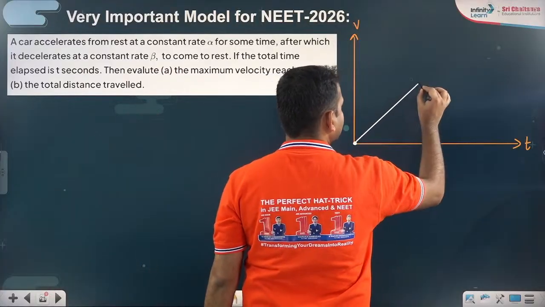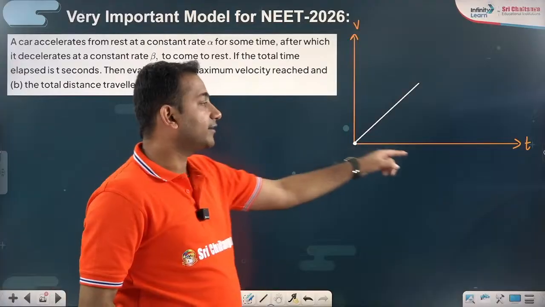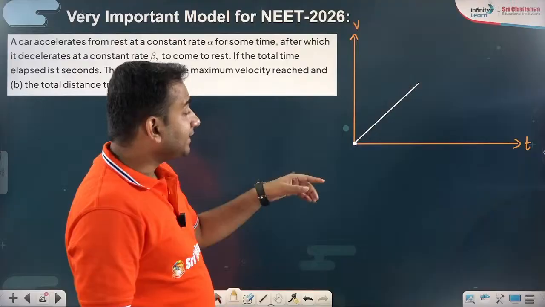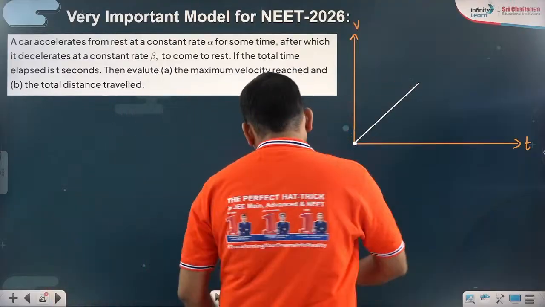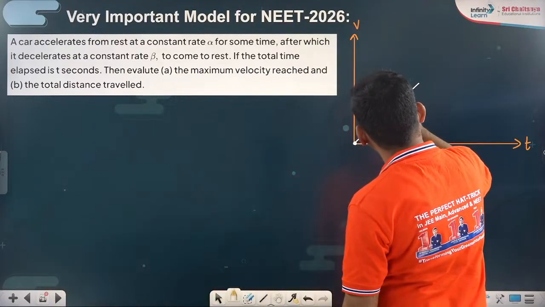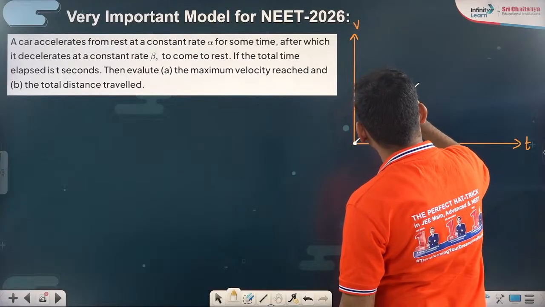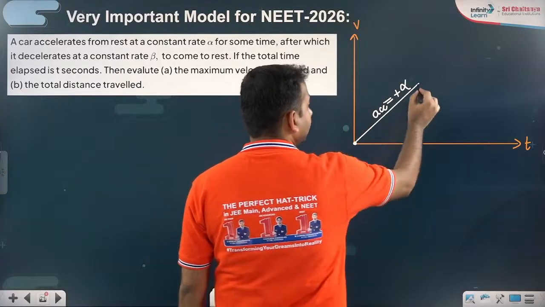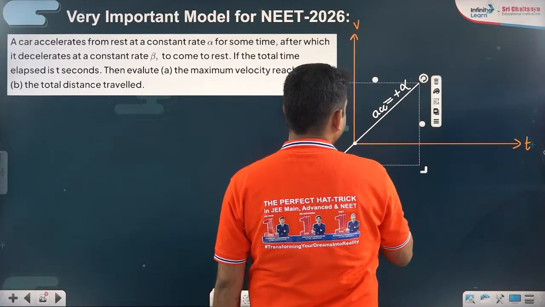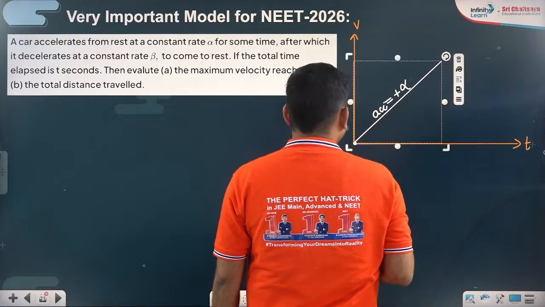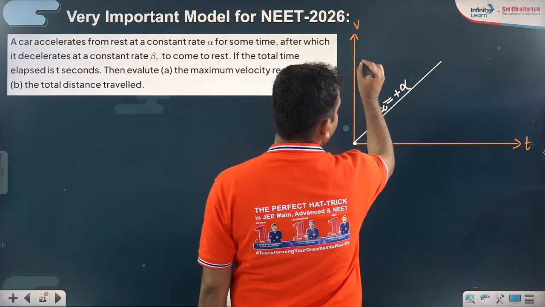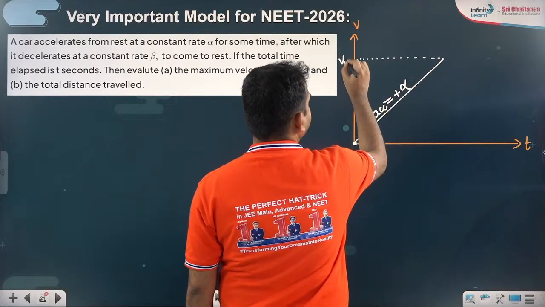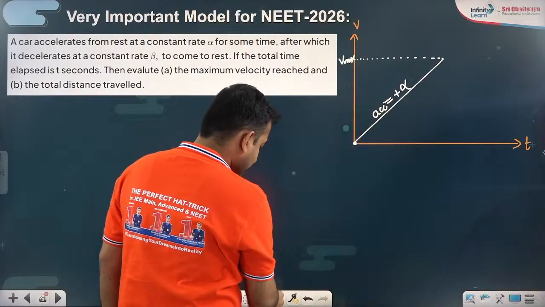So let me show that slope. In a VT graph, if acceleration is constant, acceleration is given by slope, and the slope is constant. This acceleration here is equal to plus alpha. Let me extend that a bit, and it attains a maximum velocity here, I would say. I should not call it final, because final is again 0.